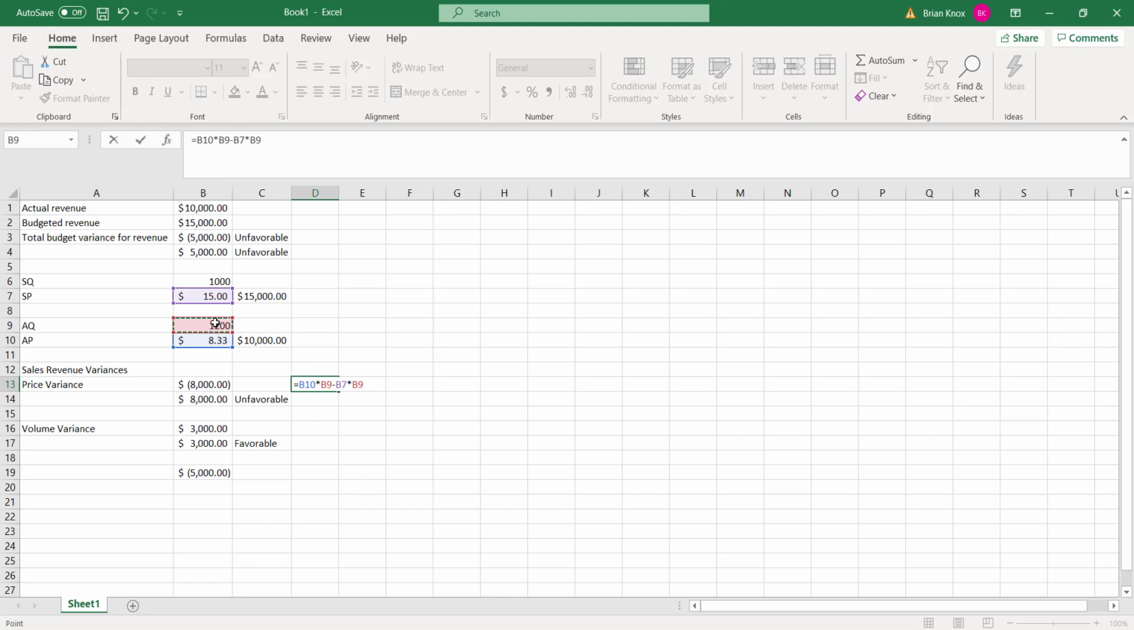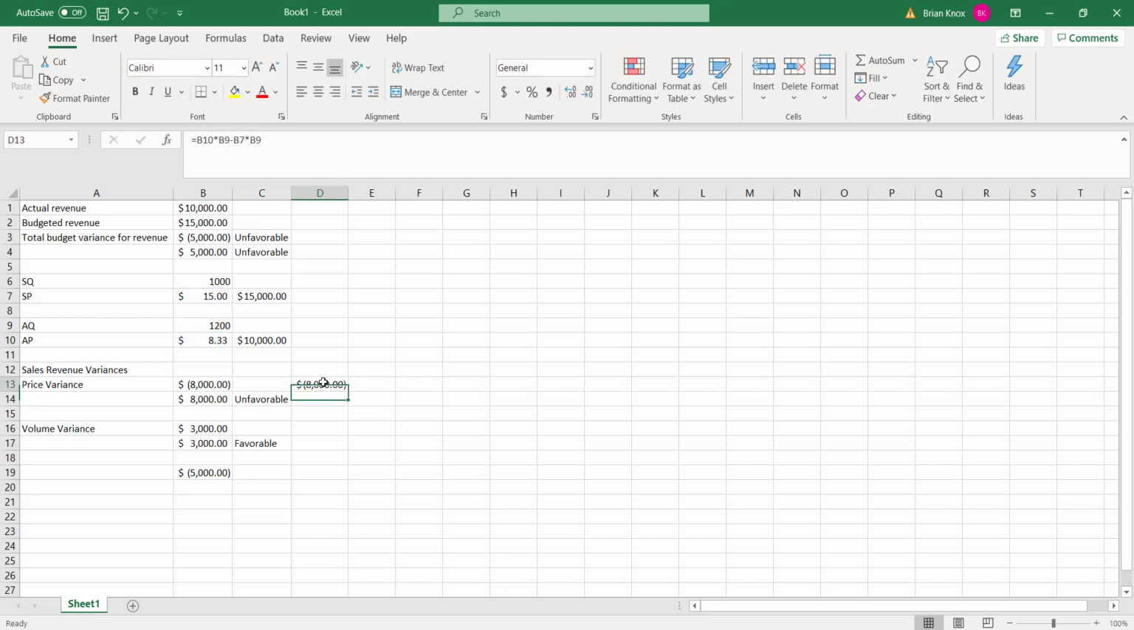We've got to hold that quantity constant, so the B9 cell here is the same on both sides of the minus sign, but we're varying the price. And so we'll end up with the same number. I've just algebraically rearranged it here.